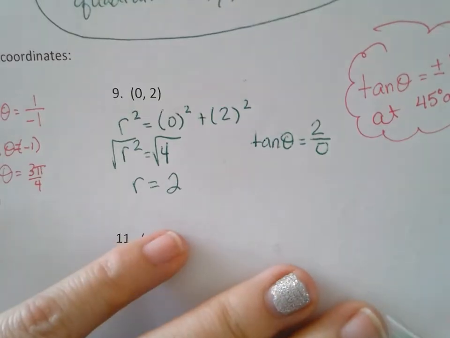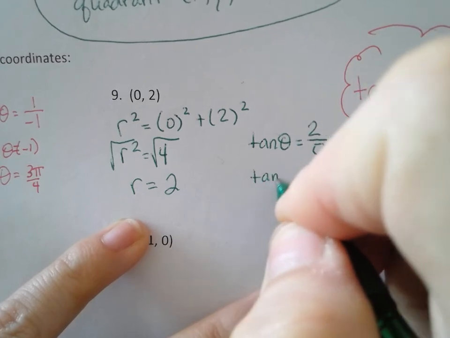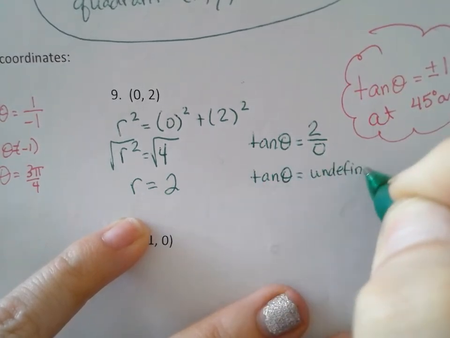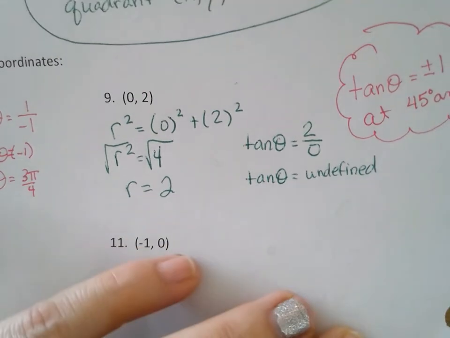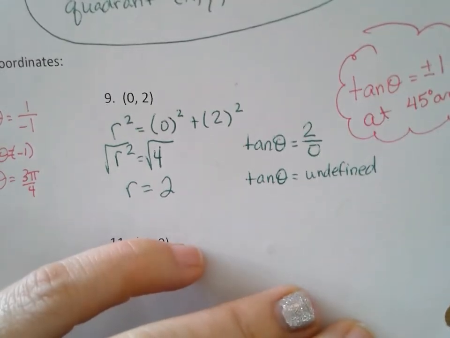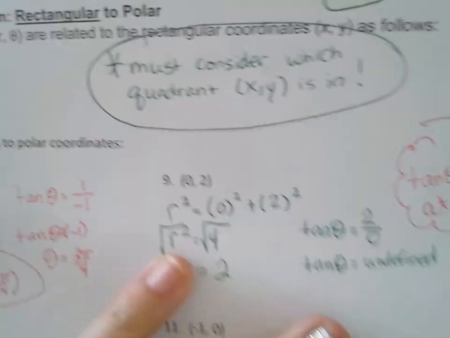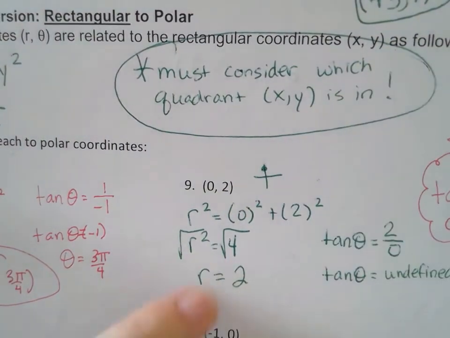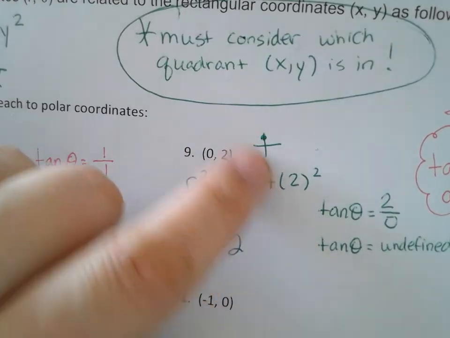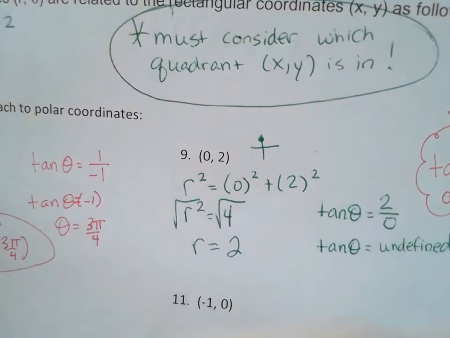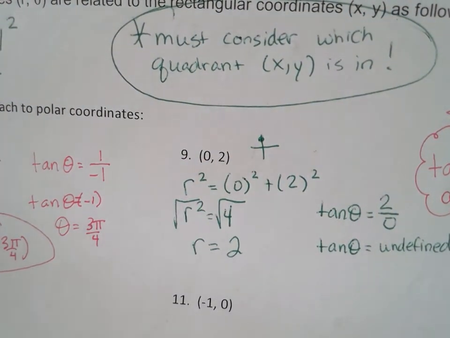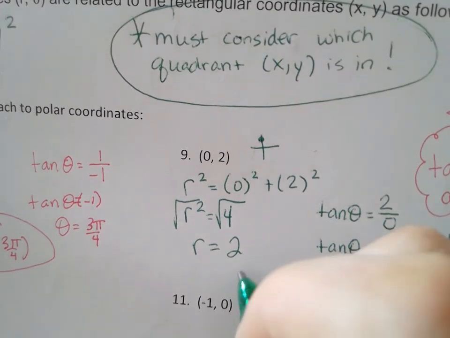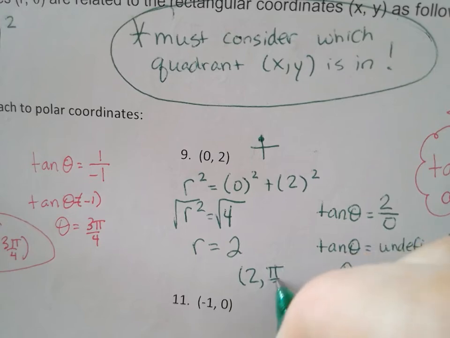Okay, so here, we want to know where the tangent of theta is undefined. But what do I need to consider? Where it is on the quadrant. What quadrant we're in. So look here. 0, 2 is right here. Well, that makes it really easy. It's exactly on that line. What angle is exactly on that line? Pi over 2. So this is the point 2, pi over 2.